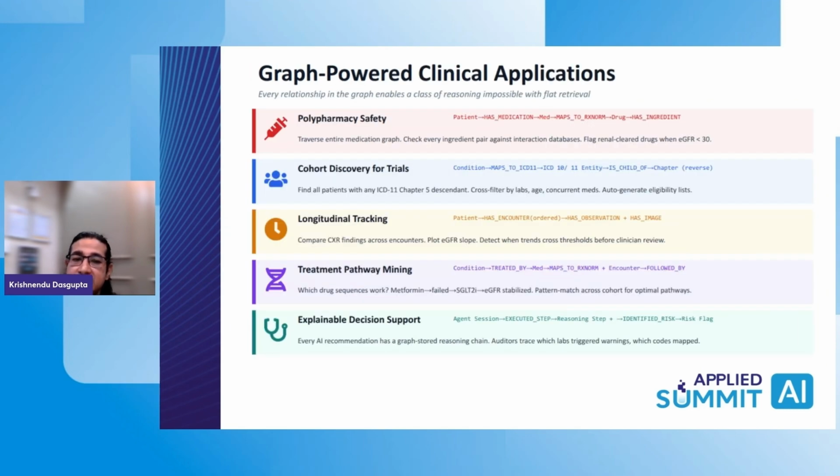Every application is basically a graph traversal and a reasoning through a language or a multimodal model. We look into polypharmacy, we look into trials, we look into longitudinal data, where there is comparing imaging across encounters, lab slopes, threshold detection, or we look into treatment mining, where it is basically by treated followed by, across cohorts. Explainability is basically on the chain of graph nodes.